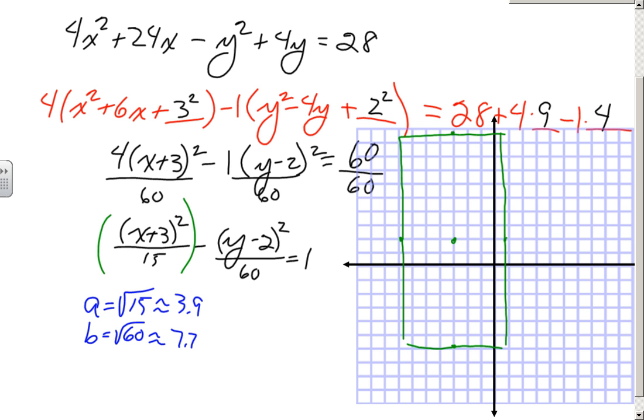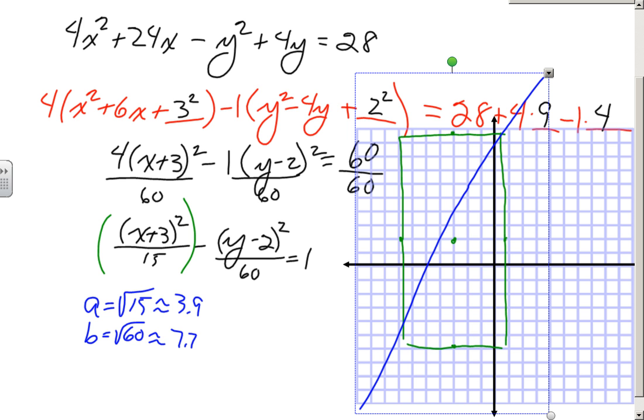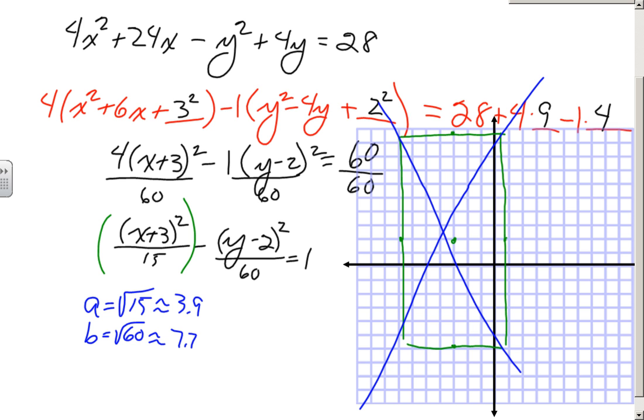So the asymptotes are coming through somewhat like that, but not quite. And coming through here. And then we can sketch in the hyperbola. Notice that my asymptotes should have met at the middle there.